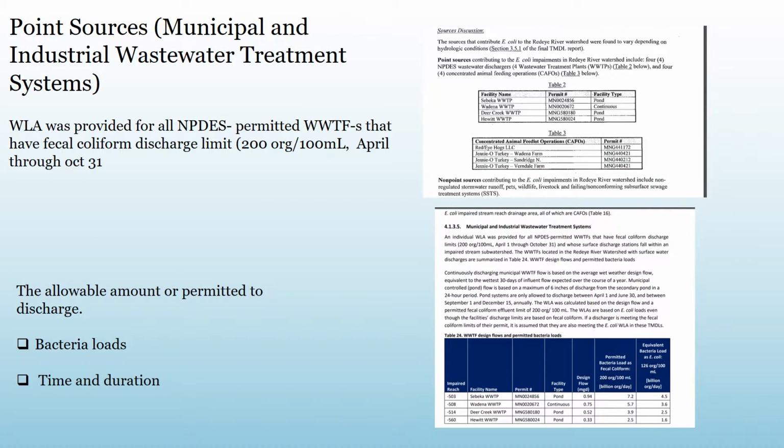The point source is where the EPA has given a license to industries for how much waste they may deposit. There are four companies taking the permit from the NPDES wastewater discharge, and they are allowed a certain amount of waste to be deposited in the river.